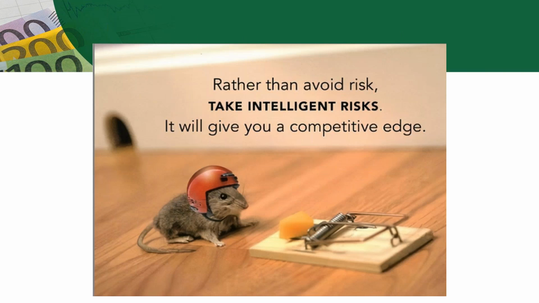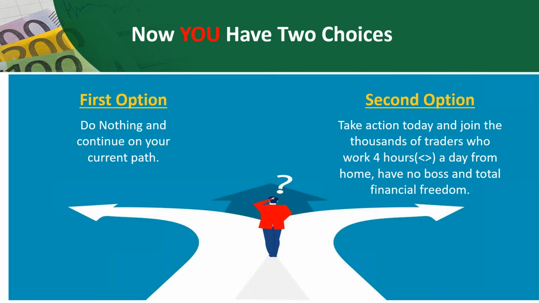So rather than avoid risk, take intelligent risk, and this will give you that competitive edge, just like this little mouse. He's saying, I want that piece of cheese, but I'm aware of the risk of that thing flopping over and hitting me in the head. So what did he do? He put on his helmet. That's intelligent risk.